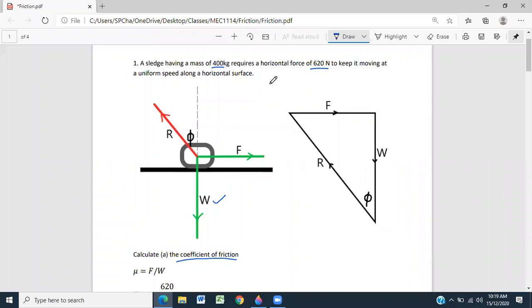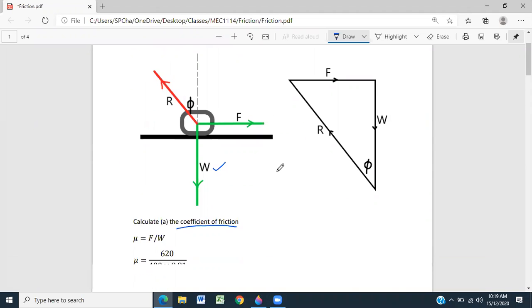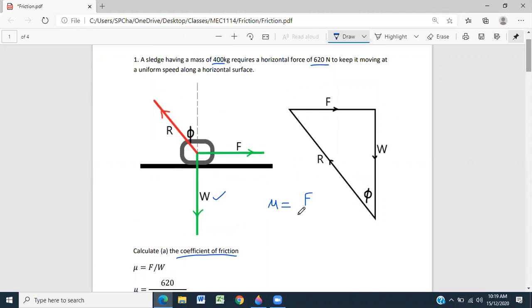If we wanted to find the coefficient of friction, we just use that same formula, which was given to us by scientists in physics when they did their experiments. And we say the friction force, the horizontal force taken to overcome friction, divided by the weight, or more simply, Fr over Fn.